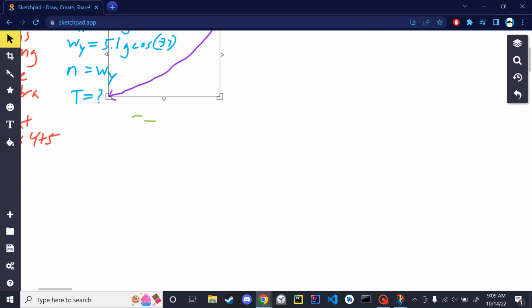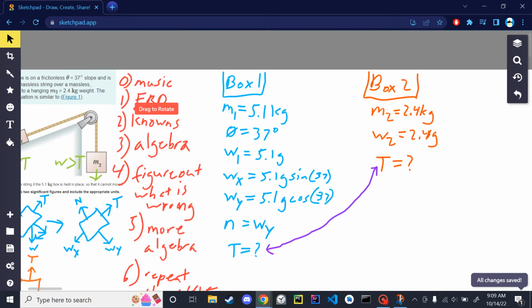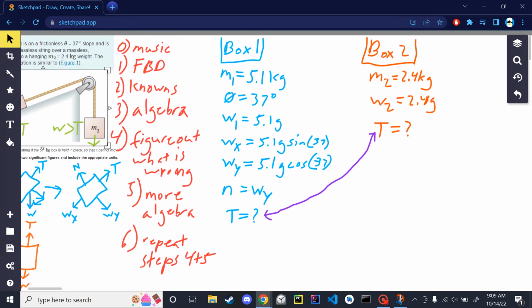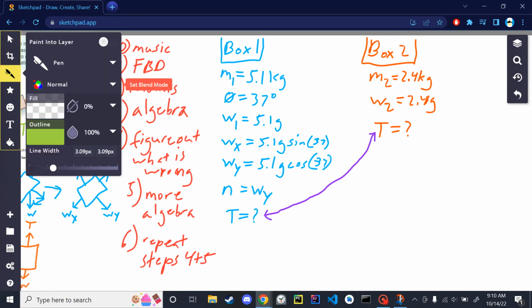Let's go. I think I'm on the right track with the other one, though. What am I thinking?